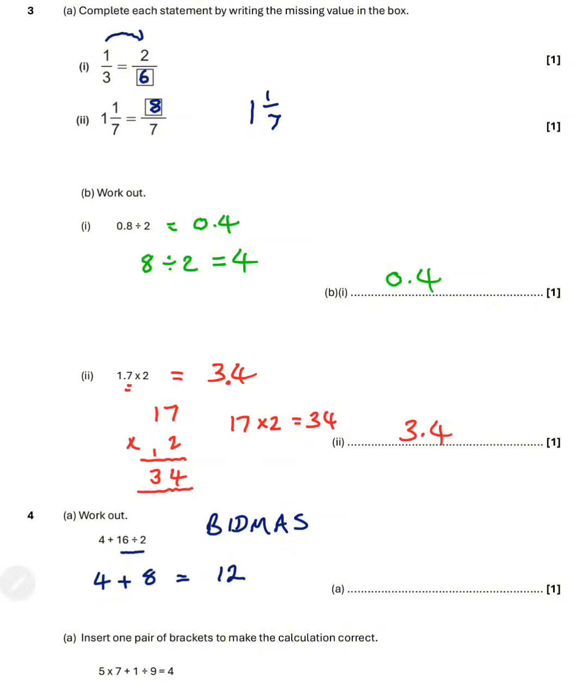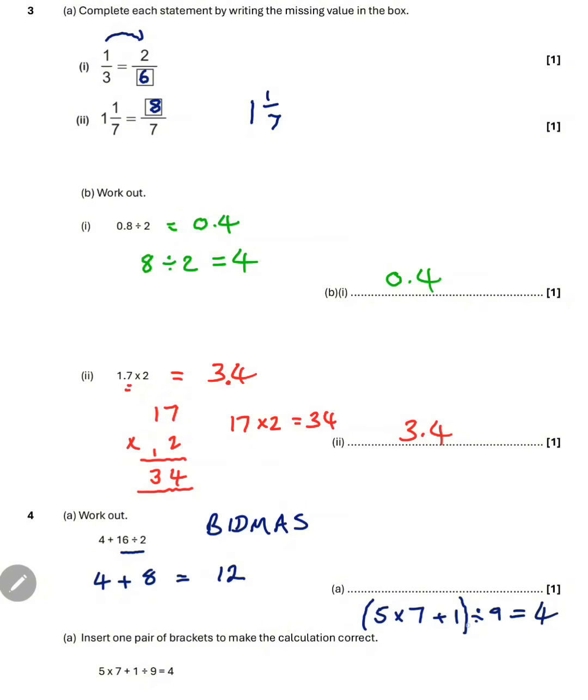And in the next part of this question, we're just going to put some brackets in place to make this calculation correct. Just going to rewrite this calculation out. We've got 5 times 7, add 1, divided by 9. And that's meant to equal 4. When you're putting brackets into this, remember the brackets are the thing you're going to do first. So what I'm going to try, well, we know that multiplication would come first anyway, so we'll leave that alone. 1 divided by 9 is horrible. You're going to get a horrid decimal there. So what I'm going to do is just try putting brackets around this bit and see what happens.